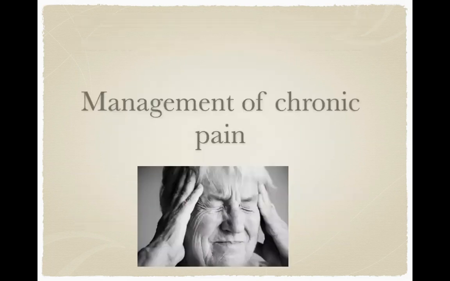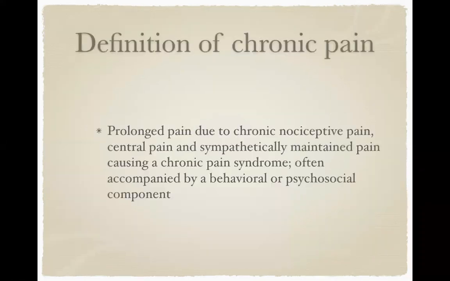Alrighty, so I hope that explains everything for acute pain. So we'll be moving on to the management of chronic pain now. We can start off with the definition of chronic pain, which is prolonged pain, about 3 to 6 months I would say in duration, due to nociceptive pain, central pain, and sympathetically maintained pain, causing a chronic pain syndrome. Often it's accompanied by behavioral or psychosocial components.